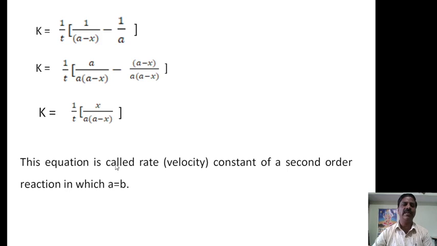Therefore the final equation is nothing but k is equal to 1 over t into x divided by a into a minus x, and this equation is called the rate constant or velocity constant of a second order reaction when a is equal to b.